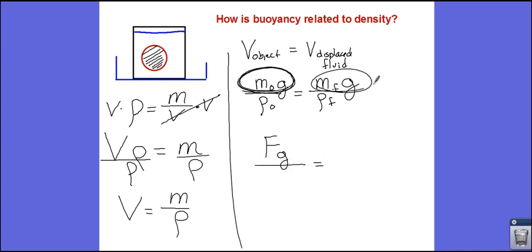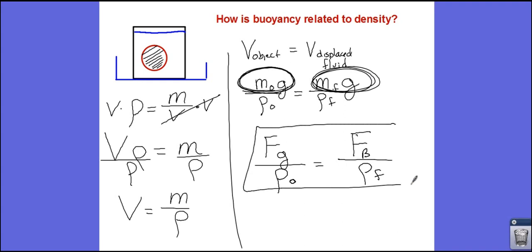Look at this part. This is a little bit new. The mass of the amount of displaced fluid times the gravitational field constant. We just learned about that. We call that the buoyant force. And then we still have the density of the object and the density of the fluid. So this is our new equation.